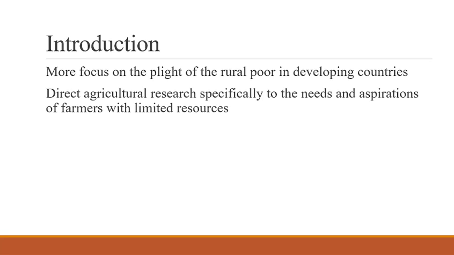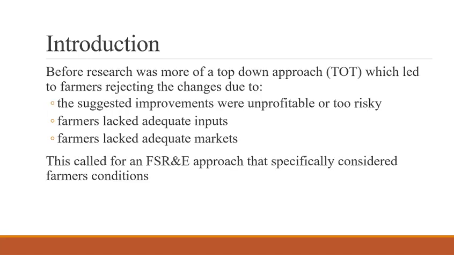Farming system research and extension is one of the approaches to research and extension, and it is linked to farming systems. It has been brought up with more emphasis on the rural or poor people involving countries like here in Malawi. So, as a matter of introduction, before, research was more of a top-down approach because different technologies were being developed in labs and research institutions without the knowledge of the farmers. These technologies were then transferred to the farmers using the transfer of technology model.